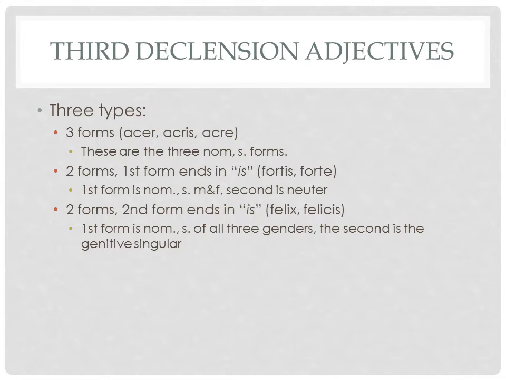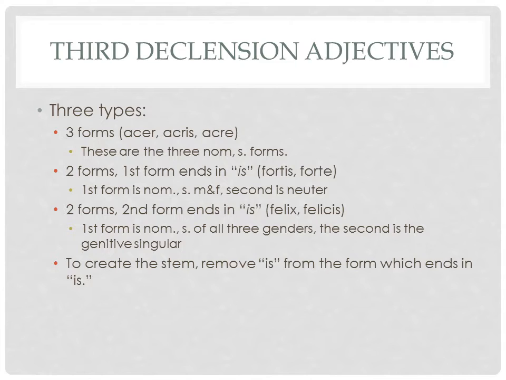Now there is a reason why they give us these two forms, and that comes into a simple rule for us here, which is to create the stem of any of these types, regardless of what type it is, we're going to remove is from whichever form ends in the letter is. And of course, it's from this stem that we can add the endings to create the various cases, numbers, and genders that we are going to need for these adjectives.